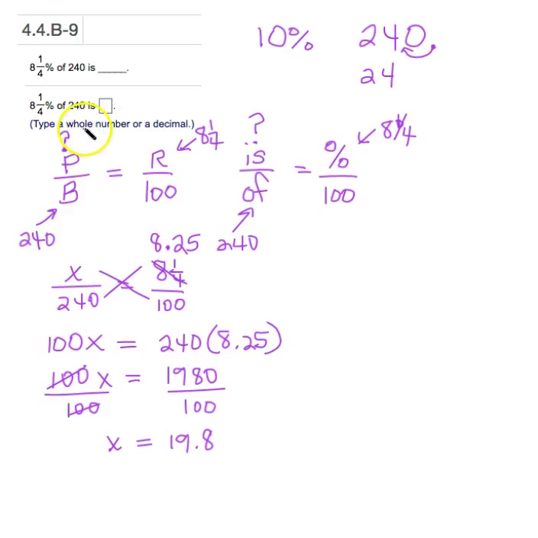And it says type a whole number or a decimal. And so usually rounding to the tenths would be a good spot to round to, since we have a decimal, unless it specifies where to round to. The tenths place should work.